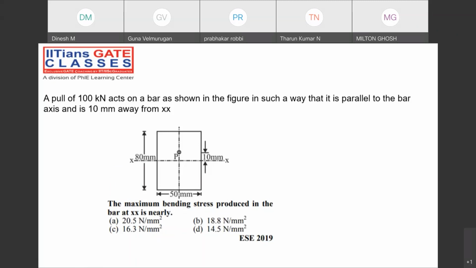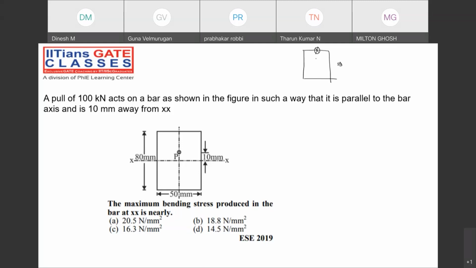Whenever, what do you understand by dot and cross? In a particular cross section, if it is mentioned like this, a cross, then what is the meaning of cross? Dot and cross. Anybody know? If anybody knows, please let me know.